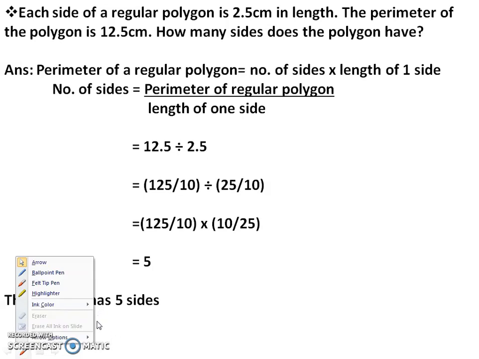Now here in this question you have to learn perimeter of a regular polygon is equal to number of sides into length of one side. That is the important formula that you have to learn from this question.